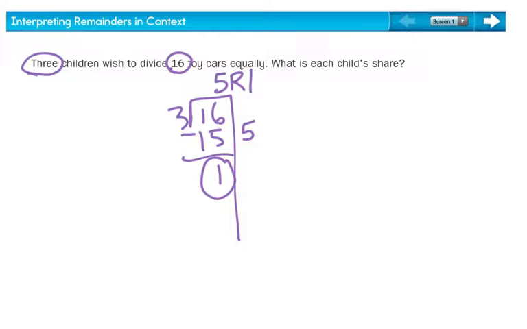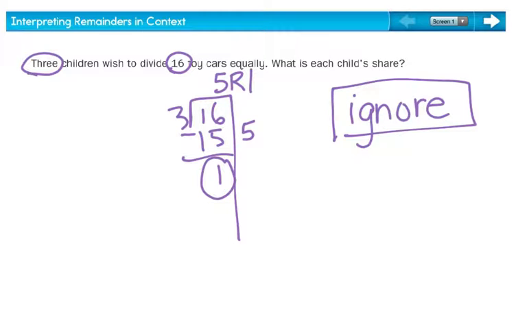Now, it wouldn't make sense to go ahead and try to cut that car into thirds. So sometimes we just ignore the remainder. There's 1 car that's remaining. Maybe mom takes it and puts it away, or dad puts it away so that the kids don't fight.